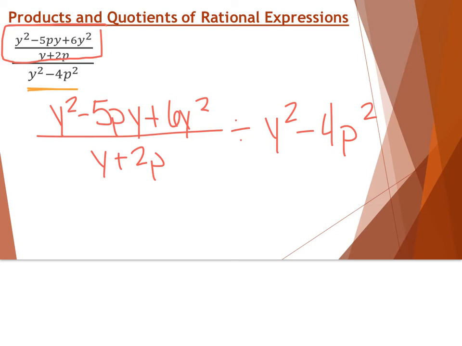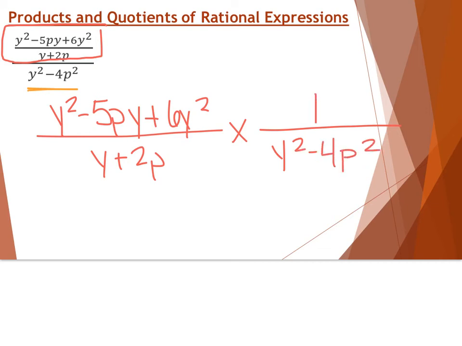Well, I want to change it to a multiplication problem because we're really multiplying by the reciprocal, which means you would actually write it. So instead of divide, we're going to be multiplying. And instead of this guy being on top, y squared minus 4p squared, he's actually going to be on the bottom. And my 1's going to go on top because I'm multiplying by the reciprocal. So you flip it. So now we're going to factor this guy. P.S. This is supposed to be a p squared. Of course I typed it wrong.